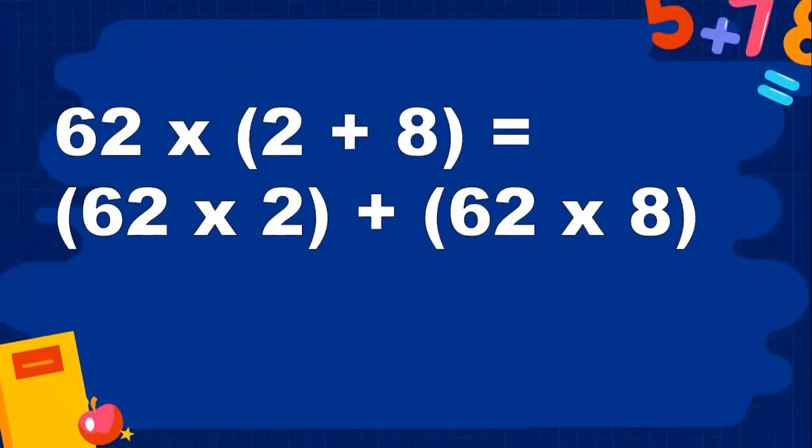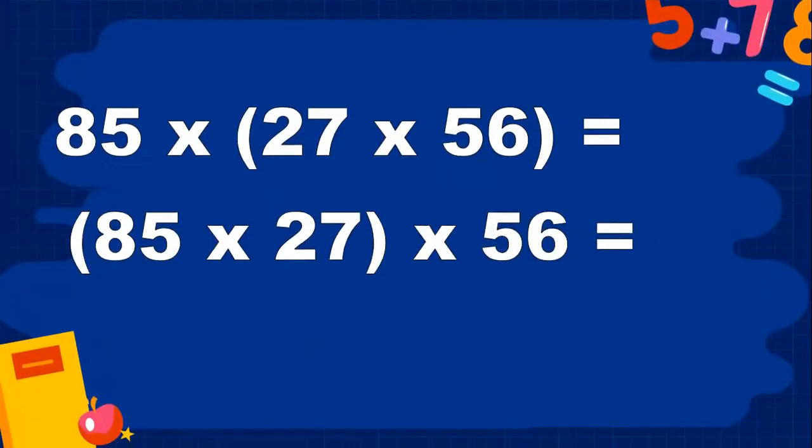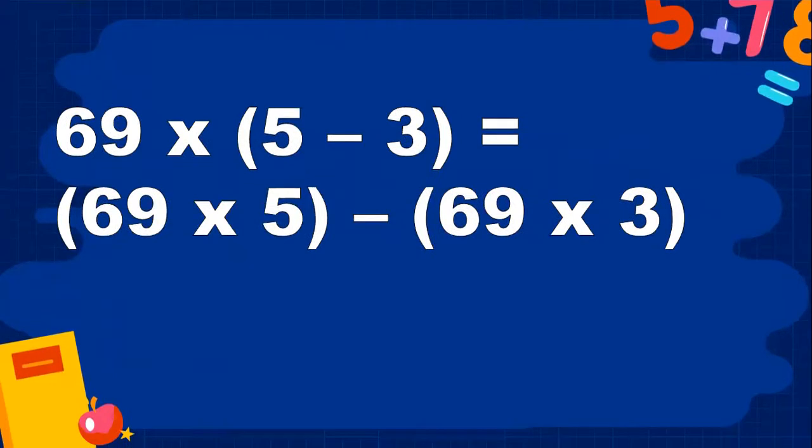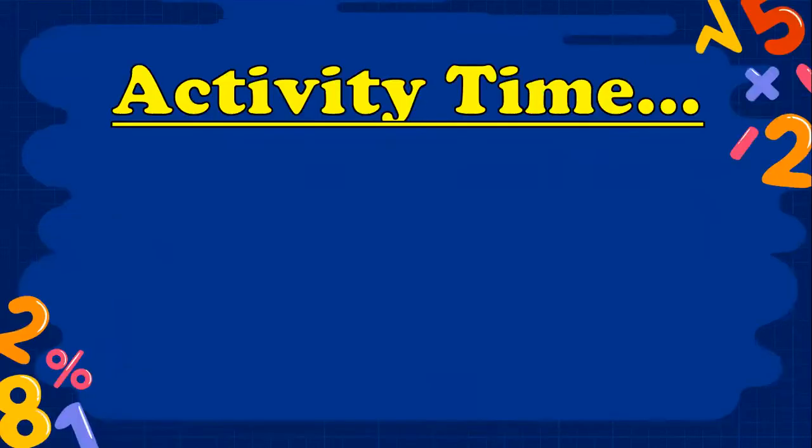How about this one? This is DPA or distributive property over addition. Another. This is AP or associative property. And this is IP or identity property. And the last one, this is DPS or distributive property over subtraction.